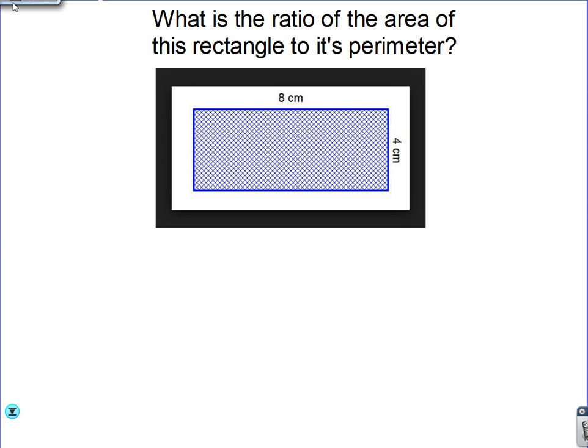The area of this. It's an 8 centimeter by 4 centimeter rectangle. Does anybody know what the area is? 32.